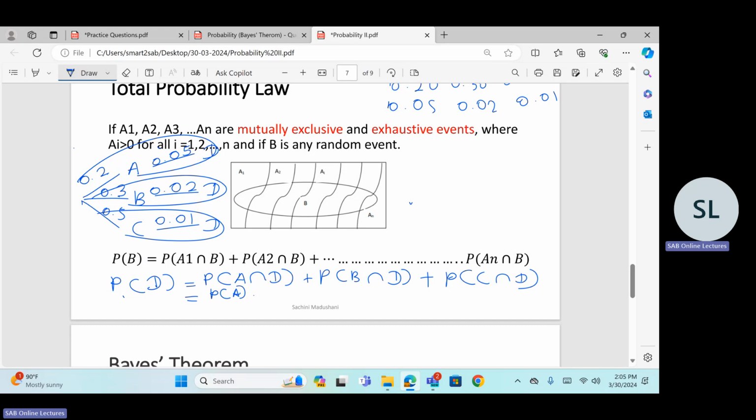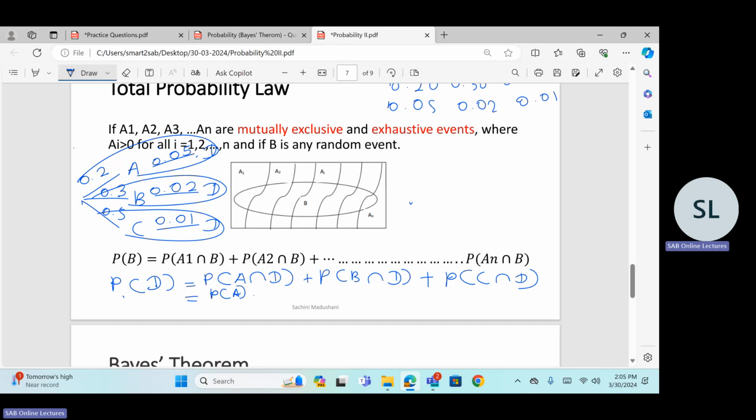0.05. How to write? A given... Not A given D, other way. D given A. Okay, then this one: using the machine A, we produce, okay, that output is the defective one.